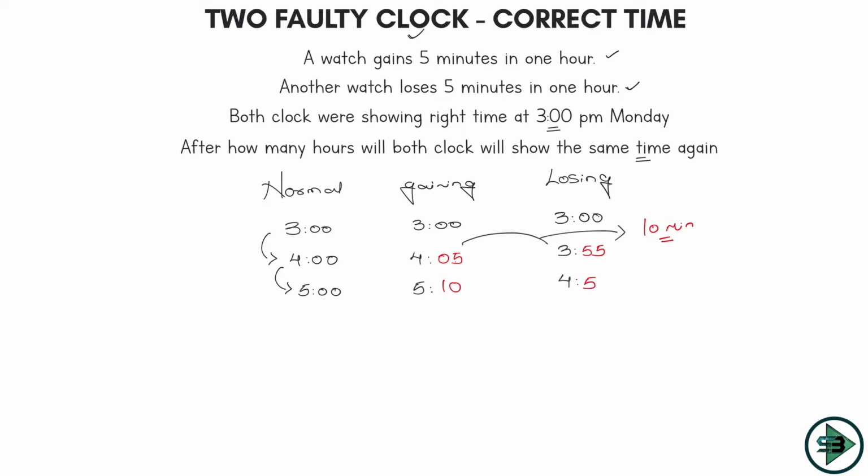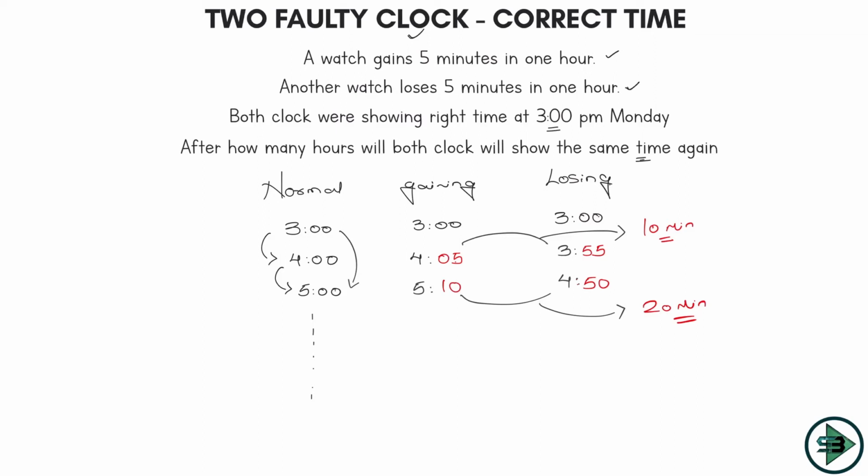So what is the difference between their timing here now? In 2 hours, 3 to 5, the difference between their timing, as you can see here, is 20 minutes. What is being asked to me now? This will keep on happening like this, where the difference will keep on increasing. So what do I understand from this? What is being asked to me? After how many hours will both clocks show the same time again?